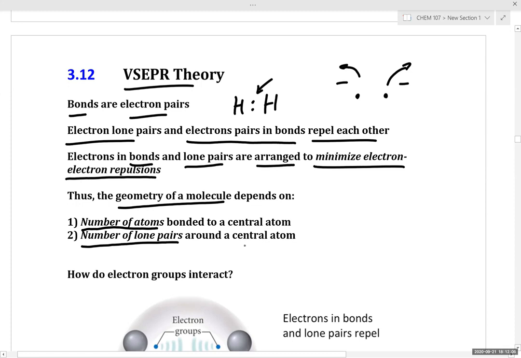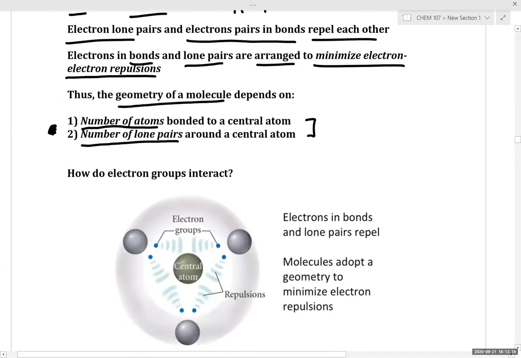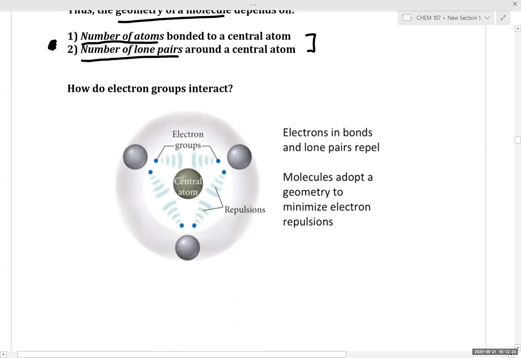Okay, this is what we care about. This is what determines the shape or the geometry of a molecule. So again, lone pairs and bonding electrons repel each other, and these repulsive interactions need to be minimized by positioning our atoms as far apart from each other in 3D space.